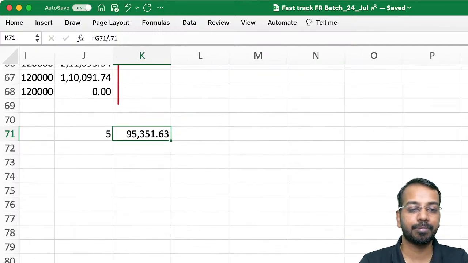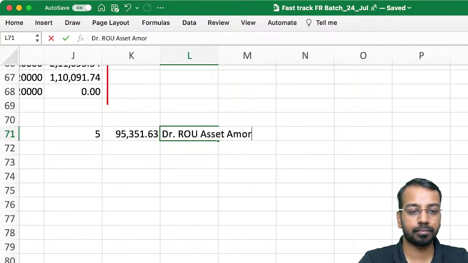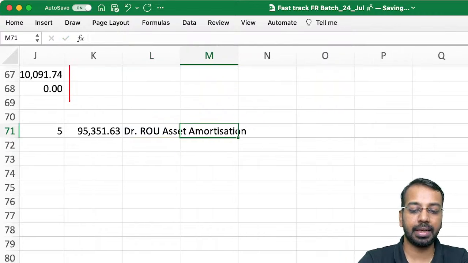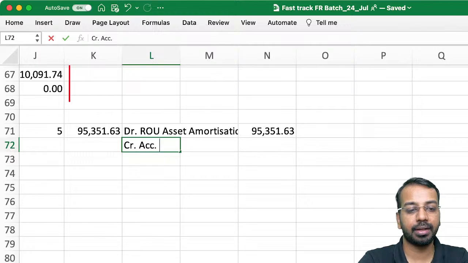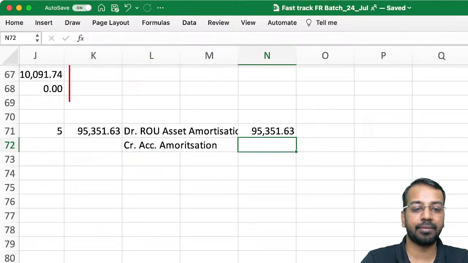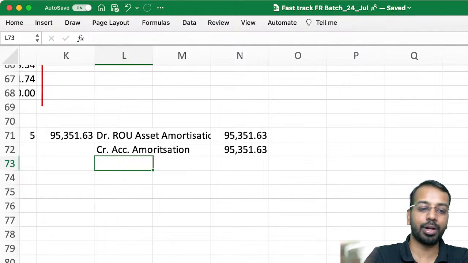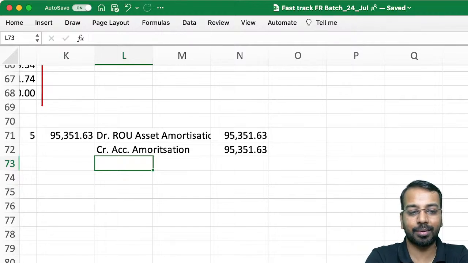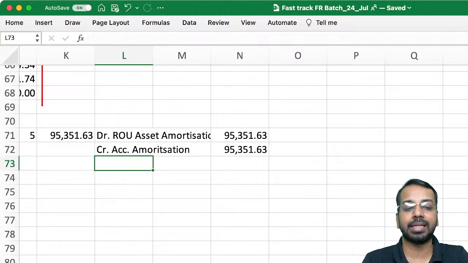So what you will do is debit amortization by 95,351 and credit accumulated amortization 95,351. Means you can debit ROU, debit amortization. I am writing in a single column just to save some space. So you'll amortize the ROU asset over a period of 5 years. The right of use asset will become 0.